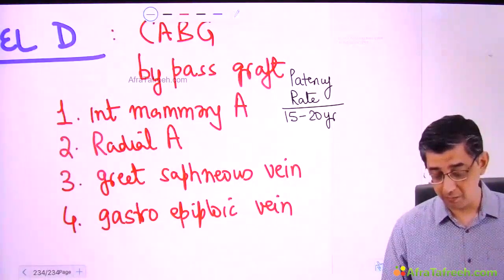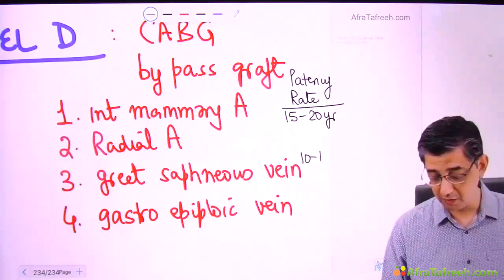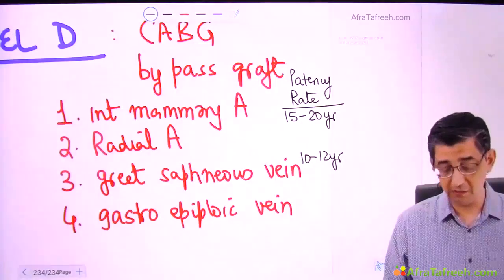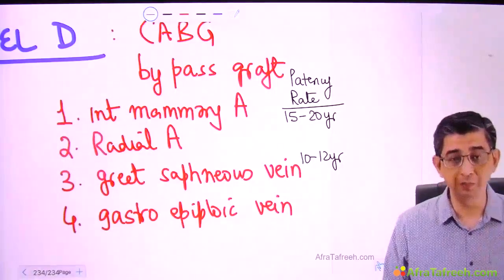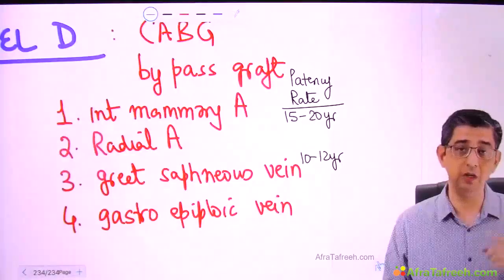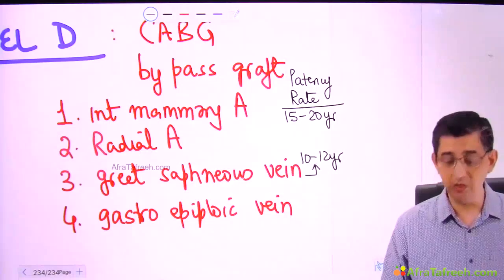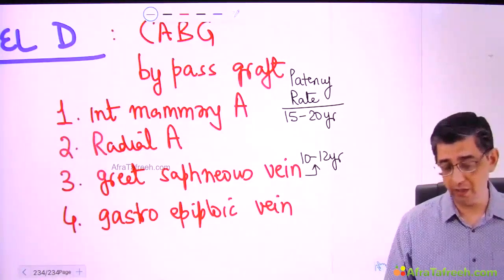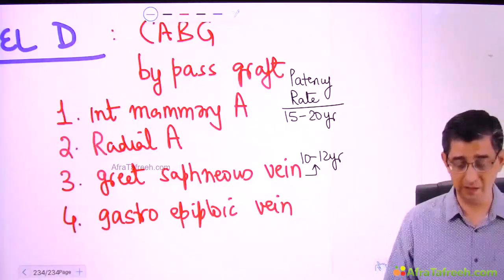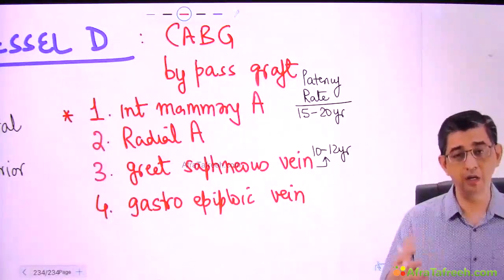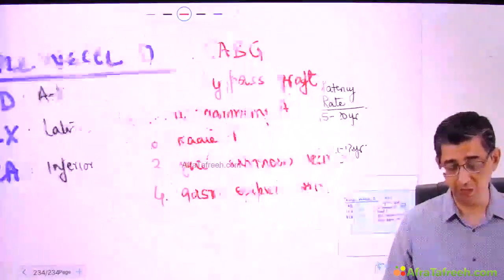Now, if you compare a person who has undergone saphenous vein grafting, there is a distinct possibility that if somebody undergoes surgery and a great saphenous vein graft is put in 2021, he might have to undergo the same procedure in 2031 also. The patency rate of the vein graft is 10 to 12 years and of the artery is 15 to 20 years. Nobody will ask you the patency rates in the exam. That is just to sensitize you to why internal mammary artery or arterial grafts as such are superior as compared to venous grafts.